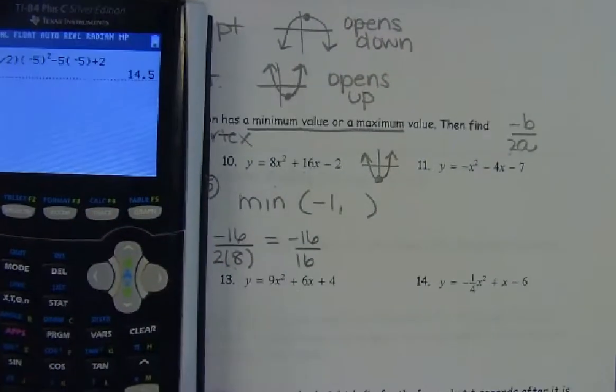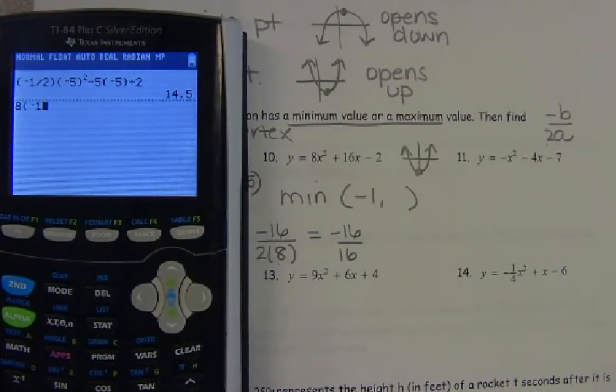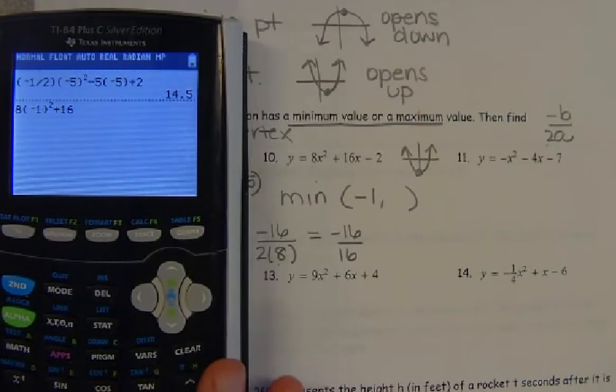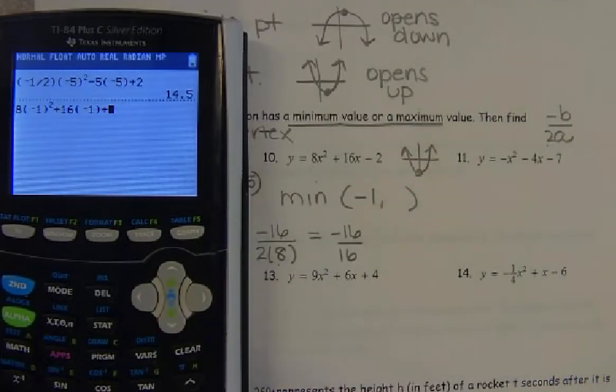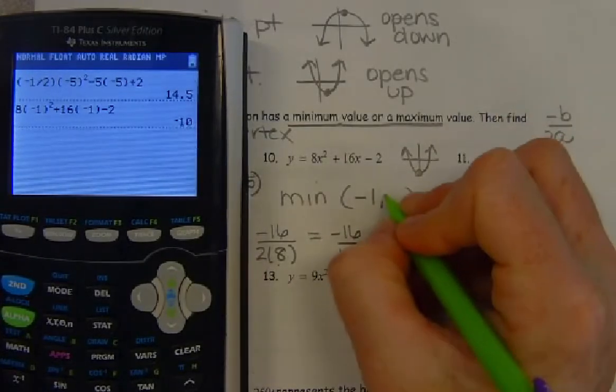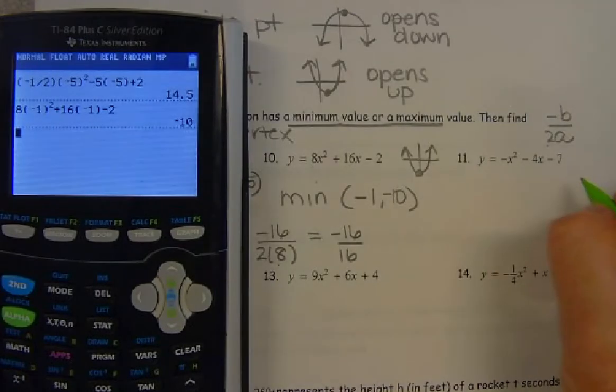I'm going to take my calculator. I'm going to go 8 parentheses, negative 1 parentheses squared plus 16 parentheses negative 1 plus 4. Oh, sorry. Minus 2. And it looks to me like my other value is at negative 10. Let's try the next one.